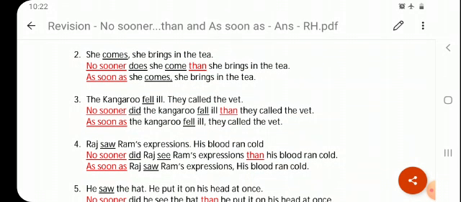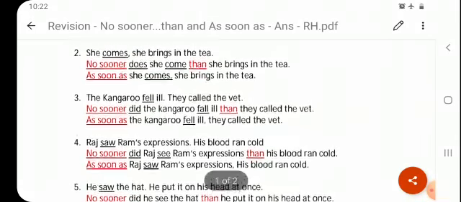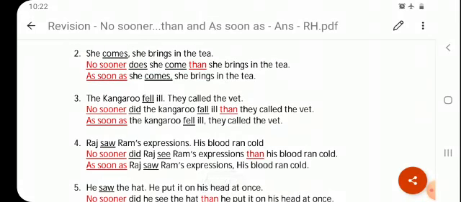She comes, she brings in the tea. Now comes is again present tense but with the letter s. So no sooner will have does, because the letter s is there, present tense. She comes will become come because we are using does. So no sooner does she come, than is compulsory. Next action, she brings in the tea. Now change it into as soon as. So as soon as, again remove does, and the verb will come in its original form. So as soon as she comes, then a comma and then she brings in the tea, the next action.